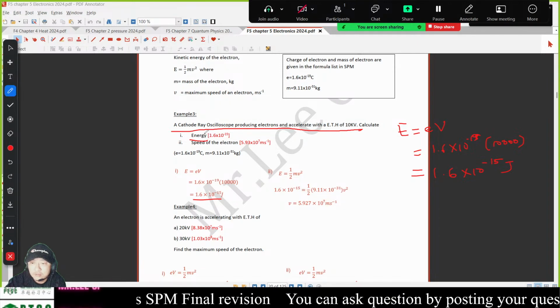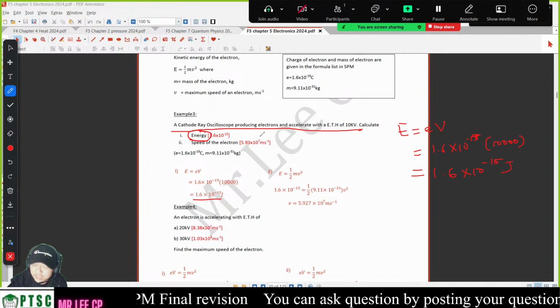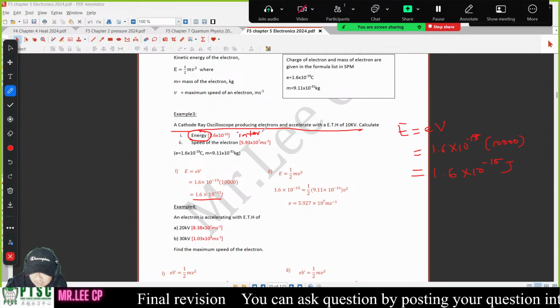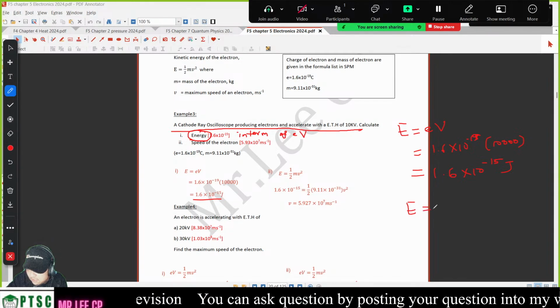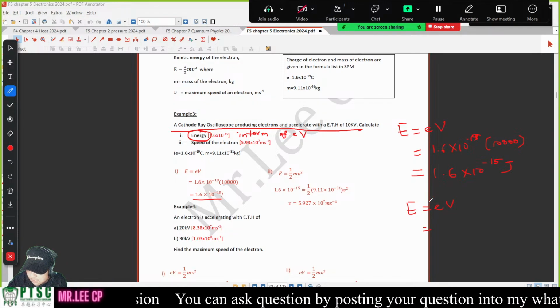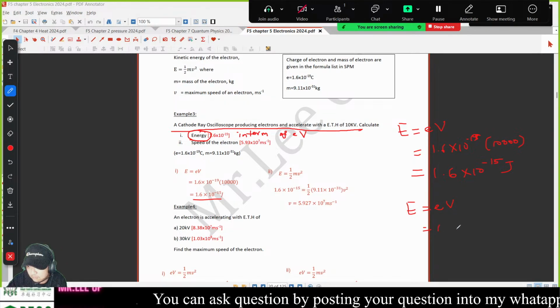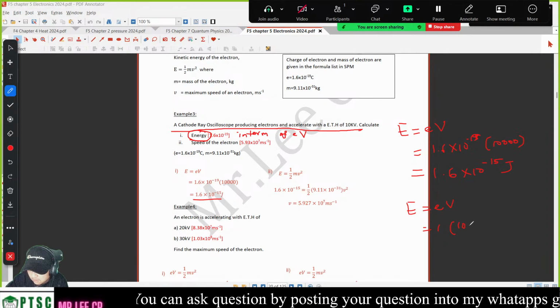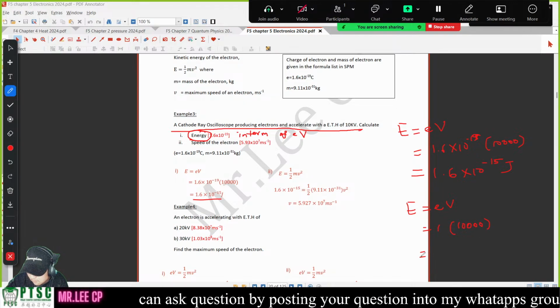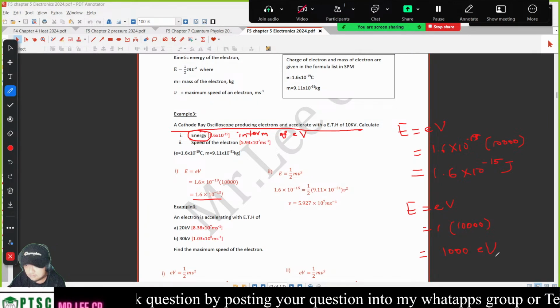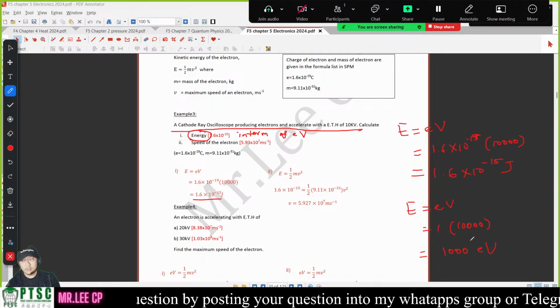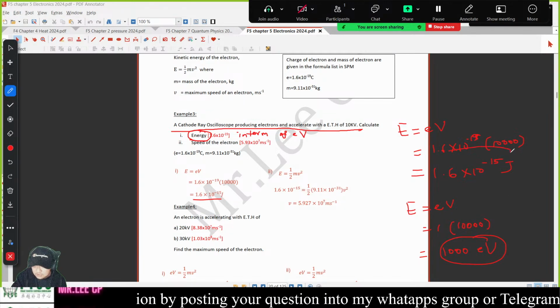But now, calculate the energy in terms of electron volts. Energy is equal to eV. e is 1 electron, V is 10,000, so it is 10,000 eV. Do you get what I mean? 10,000 eV is equal to how much? This much.